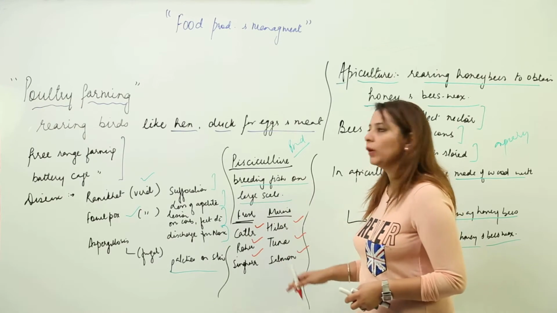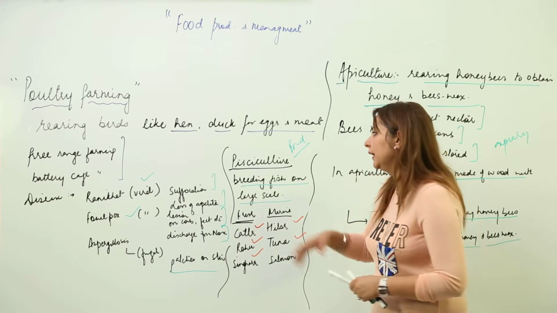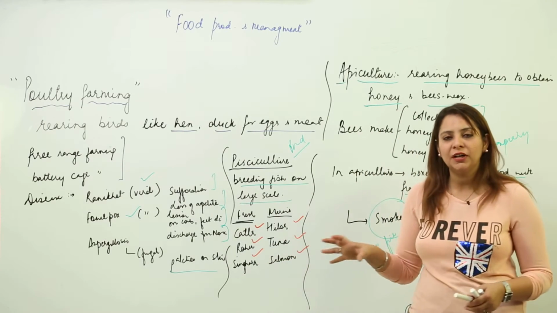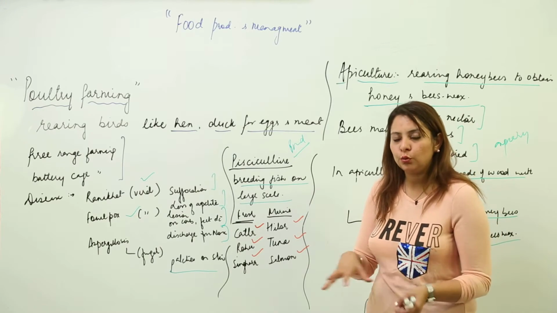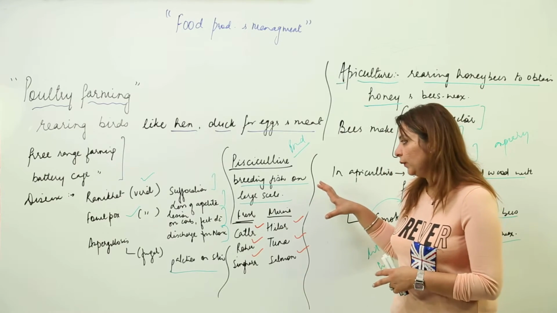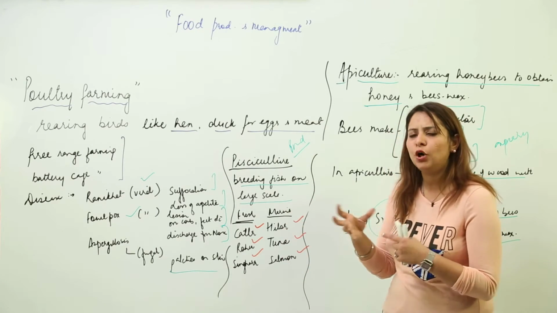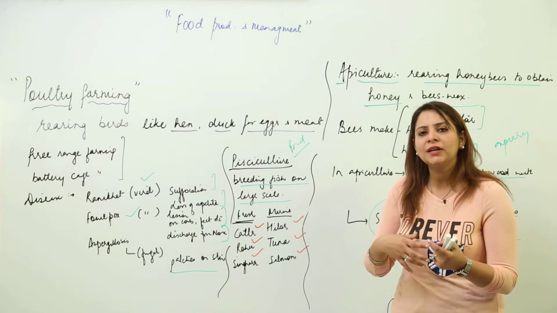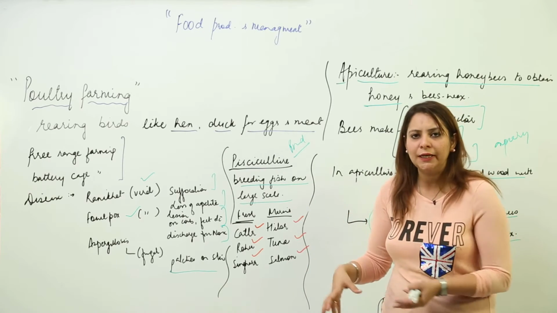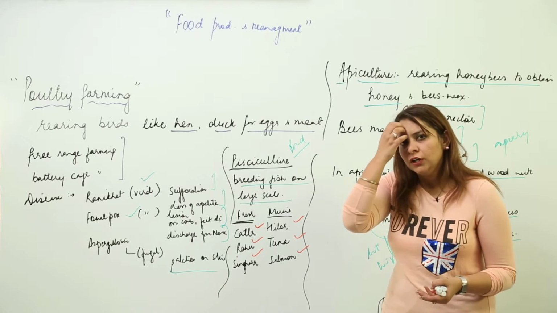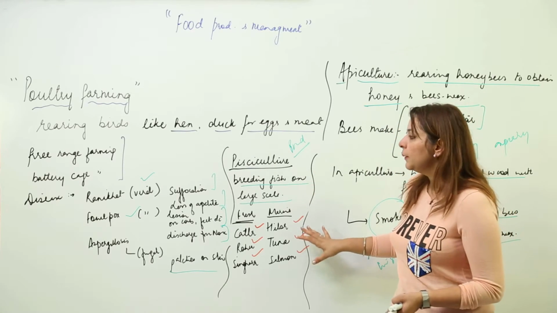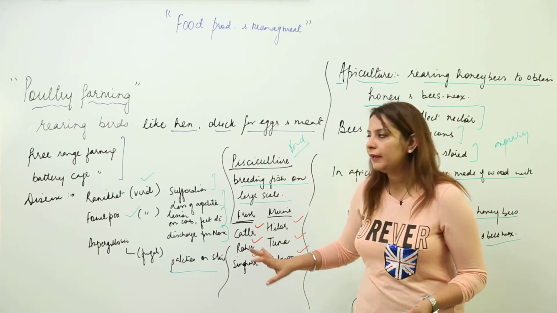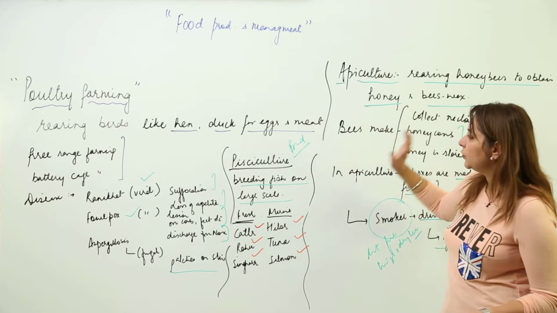You need to know this, because you will be studying pisciculture and apiculture in much more detail in higher classes. But at your level you should be well versed with these names, a small thing about what branch it deals with and what you can do with it, and also the diseases which can occur in an organism. So this is pisciculture. I think you got it: what is poultry farming, what is apiculture, what is pisciculture.